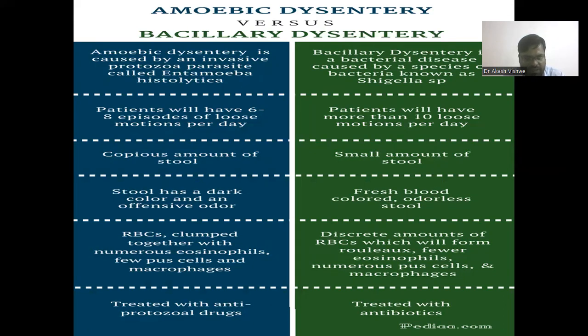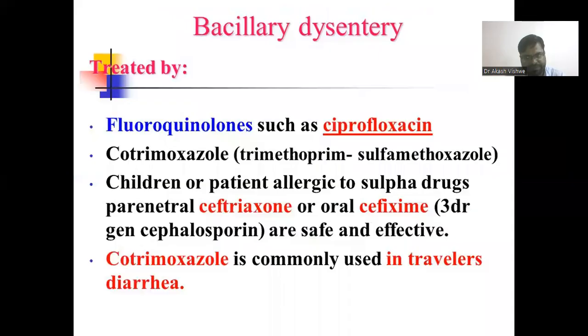Amoebic dysentery is treated with anti-protozoal drugs, and bacillary dysentery is treated with antibiotics. Now, first we are going to discuss the bacillary dysentery treatment. So it is treated, as we have seen earlier, by some specific antibiotics.